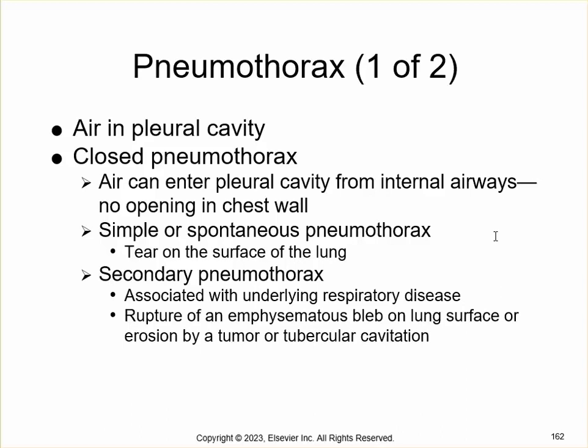It could be because of a tear on the surface of the lungs. It could be secondary to emphysema and the blebs on the lung surface. It could be erosion from lung cancer and a tumor. It could be from tuberculosis and the cavitation, the necrosis caused by tuberculosis.